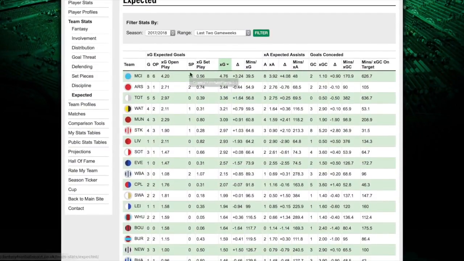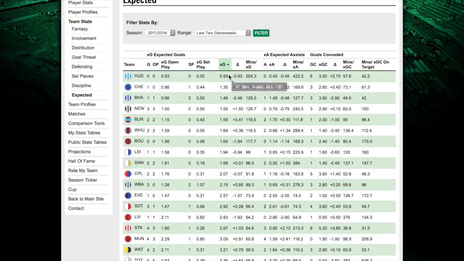Here I'm in the expected tables, newly added, and I've sorted by expected goals for the last 2 game weeks, and it's no surprise to see Man City there. They were, according to Opta's data, expected to get 4.76 goals. They overperformed, of course, because they got 8, so the delta is 3.24.